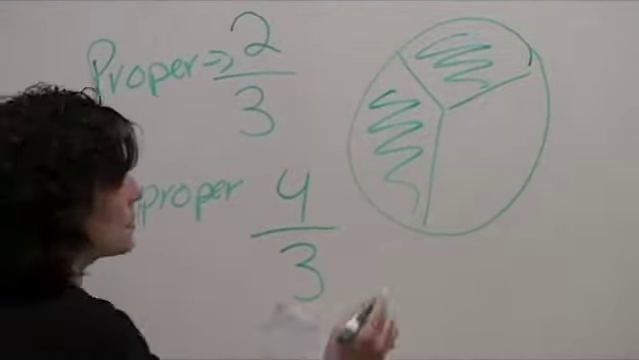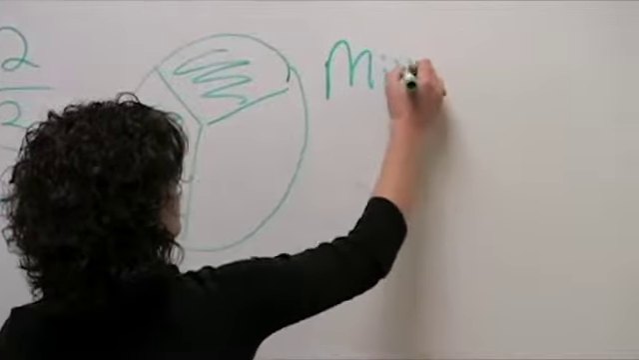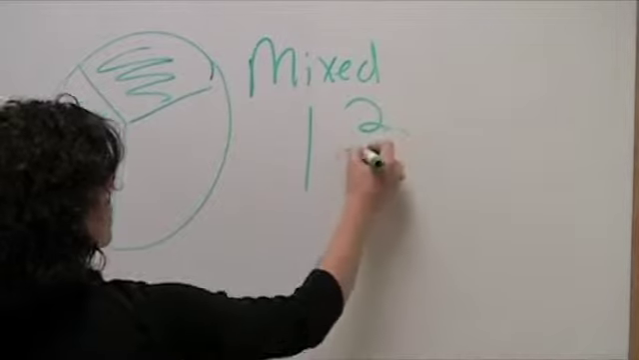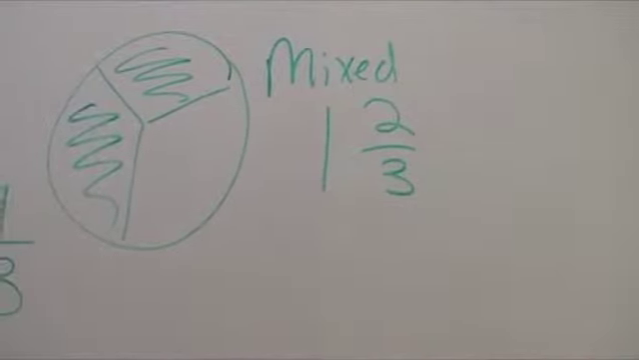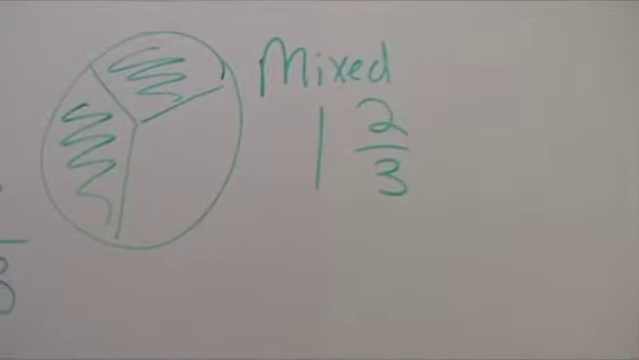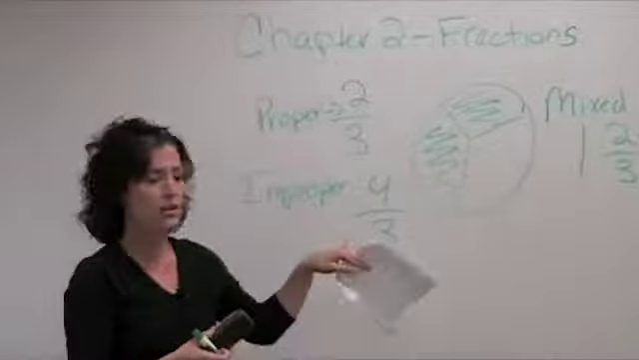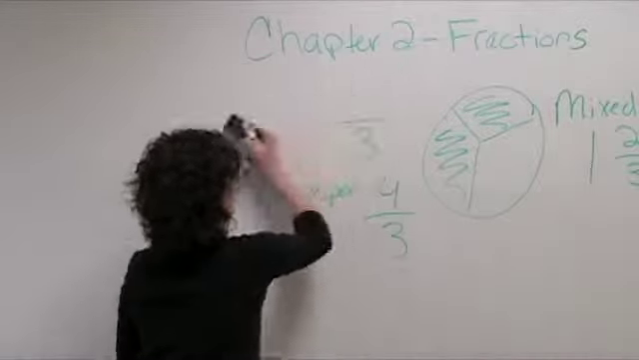And then one last type that we'll have, it's called a mixed. And that is if you have a whole number such as 1 and 2/3, and that represents a mixed fraction. So these are the 3 types. You will, as you go through your problems, you'll hear them reference improper, mixed, or proper fractions. So this is what the 3 equal.